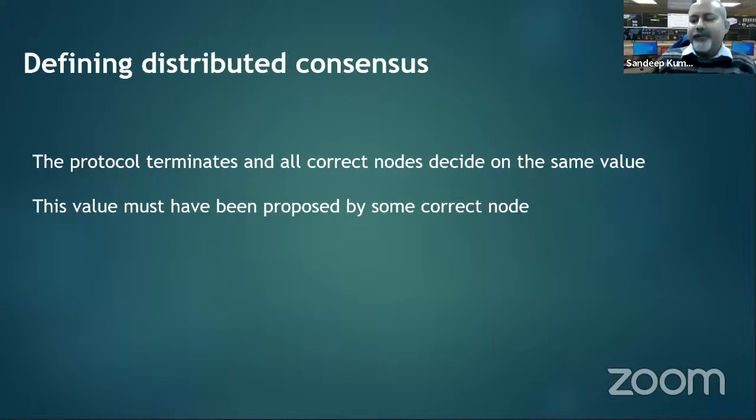So in Bitcoin, for example, remember I said that multiple nodes may create blocks, and then one of them will be added to the chain. Which block will be added to the chain is the value that I want to decide on. And that is why the consensus problem arises in Bitcoin.